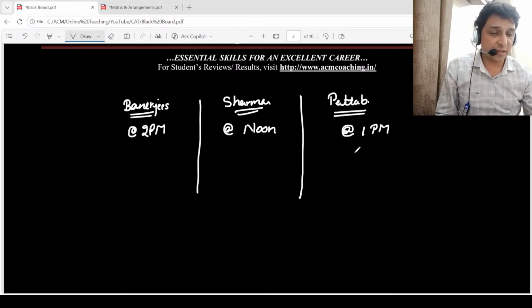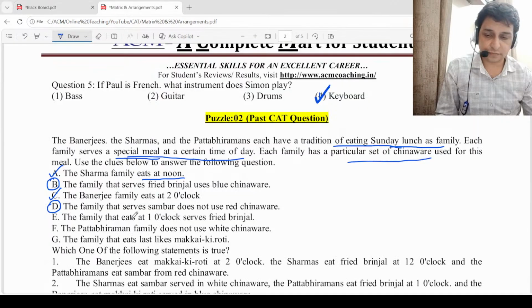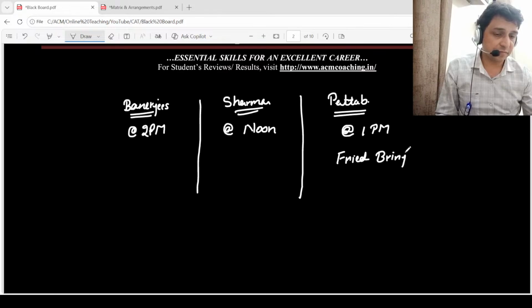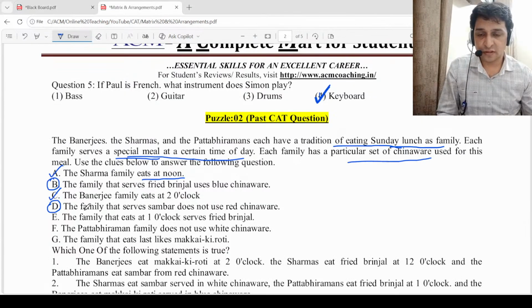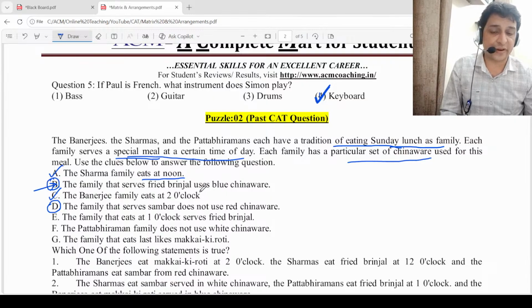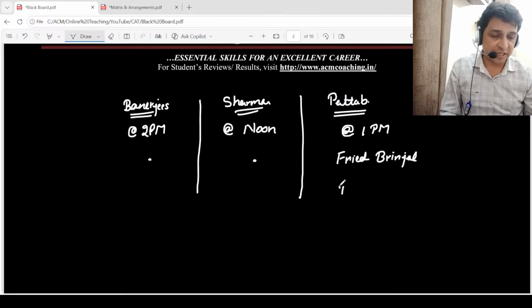And they are serving sambar. Sorry, 1 o'clock is fried brinjal, so they are serving fried brinjal. So we're going to write the dish here now that we have it. Another piece of information we already had, information B, says the family that served fried brinjal used blue chinaware. That means the color here is going to be blue. The chinaware colors we're going to write here, making sure we write it in a straight line so we have everything symmetrical.